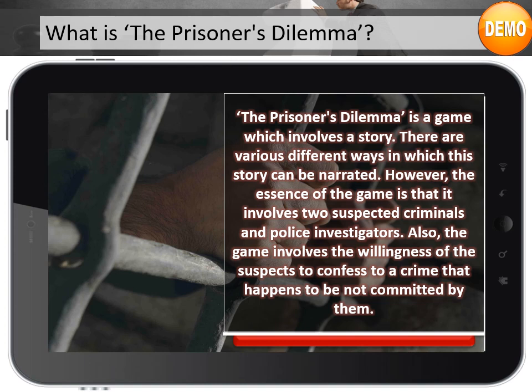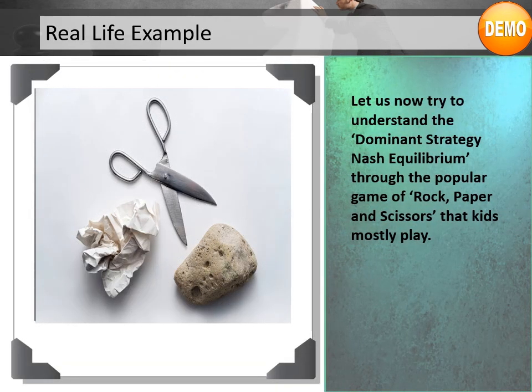The Prisoner's Dilemma is a game which involves a story. There are various different ways in which this story can be narrated. However, the essence of the game is that it involves 2 suspected criminals and police investigators. Also, the game involves the willingness of the suspects to confess to a crime that happens to be not committed by them. Let us now try to understand the dominant strategy Nash equilibrium through the popular game of rock, paper, and scissors that kids mostly play.